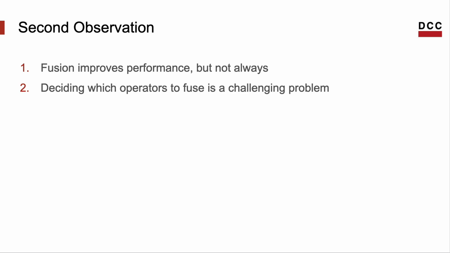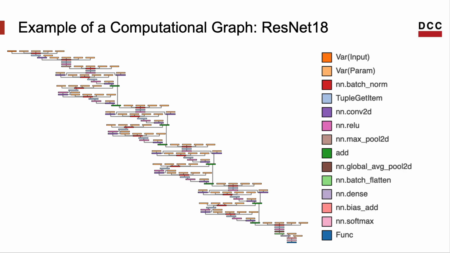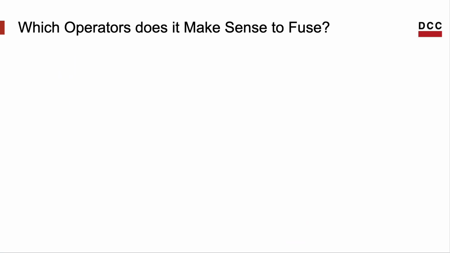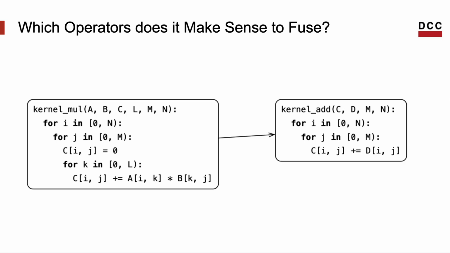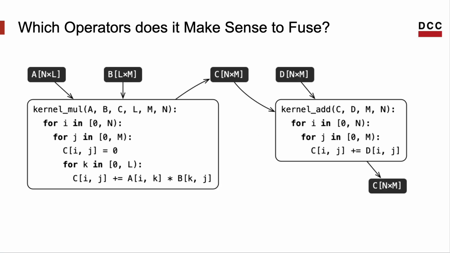And deciding which operators to fuse is a very challenging problem. Why is it challenging? Because a neural network can be represented by a very large graph. This is a small network, but we could have thousands of operators and thousands more edges connecting them. So that brings us to the key question: which operators does it make sense to fuse? Well, first we should fuse operators that are related by a producer-consumer relation. Like in this example, the first operator produces a matrix C that the second operator consumes. So it would make sense to fuse them.